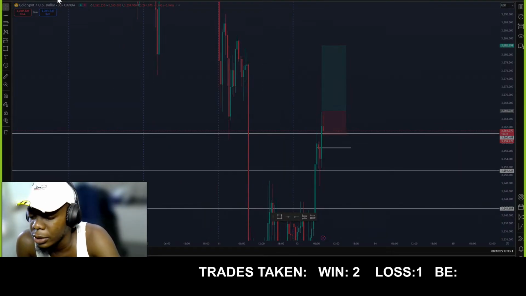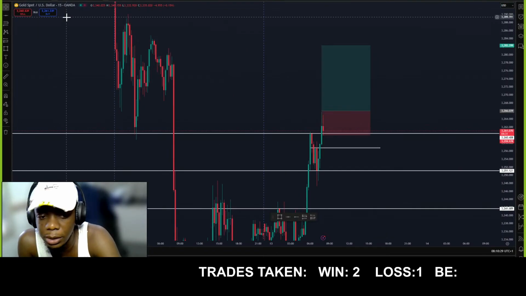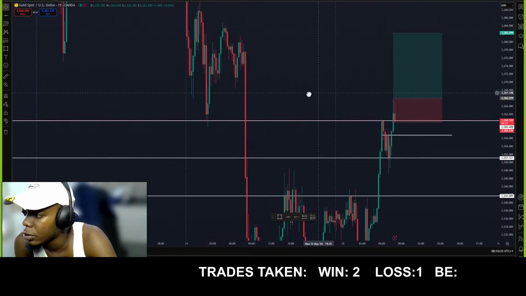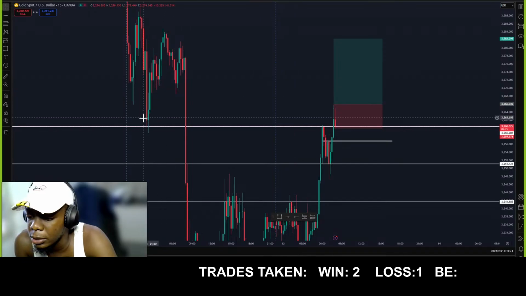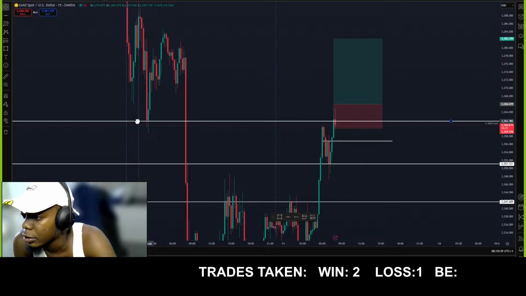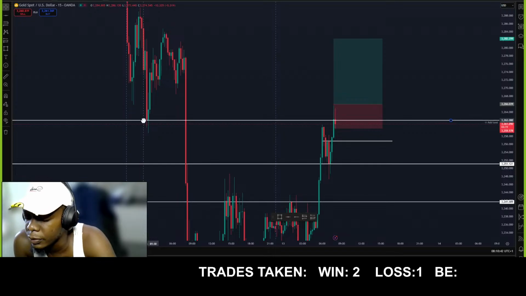Man, this London session is not bringing any volume. I was expecting some kind of volume today. Okay, looking at gold as well, you can see that price is rejecting off this level here. You can see it's trying to reject off this level.